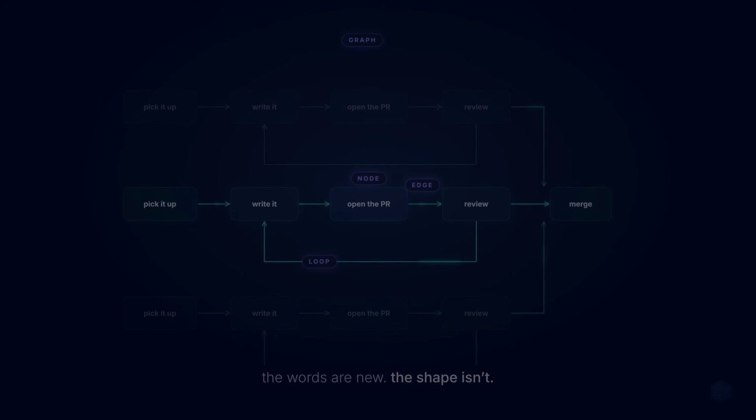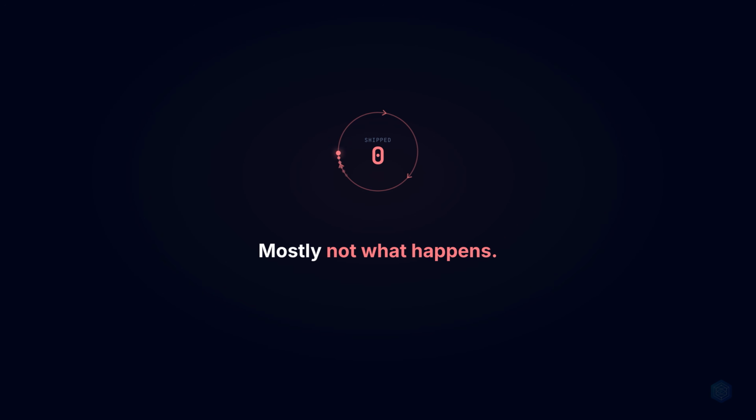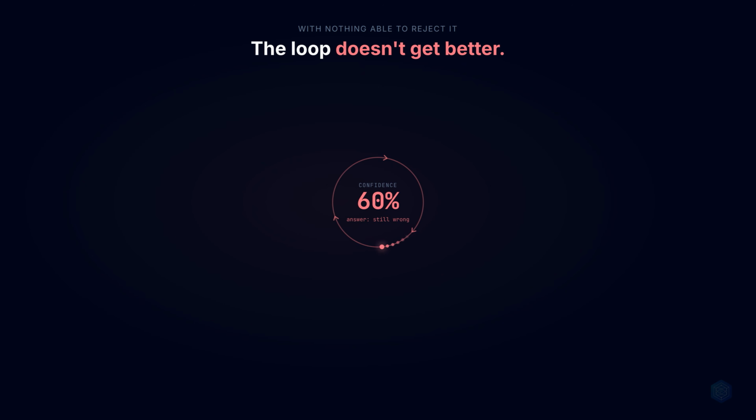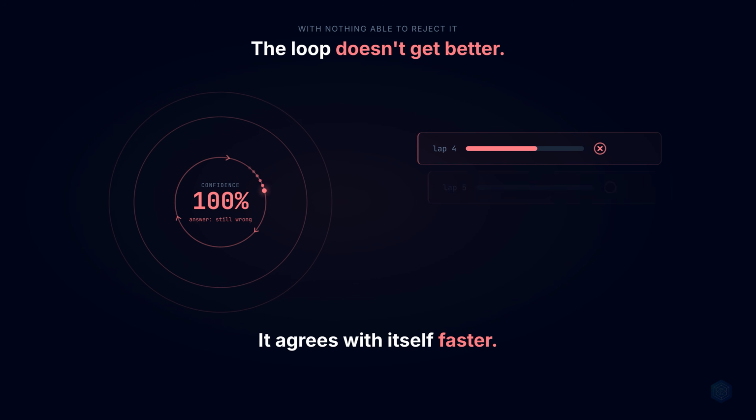Now, the thing that I get annoyed about is the fantasy version that is floating around: you set up a few loops, go to bed, and wake up to a finished product that's making you thousands of dollars. There are multiple reasons why that doesn't happen. One is that the most important part of the loop is the verifier, something that checks the output to make sure it's actually good enough. Otherwise, if you don't have a good verifier that can reject the output, the loop doesn't get any better, it just basically agrees with itself faster.